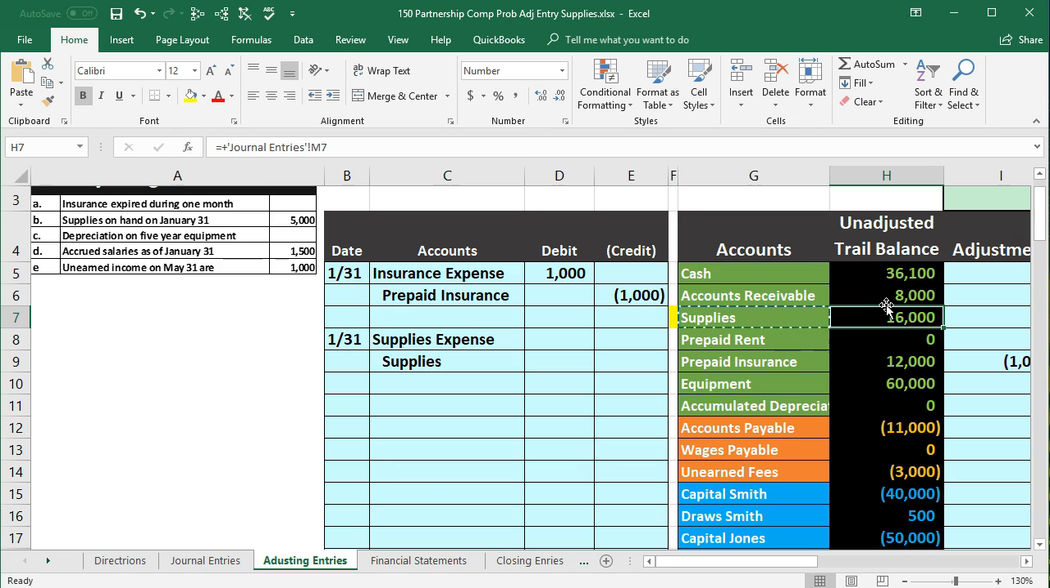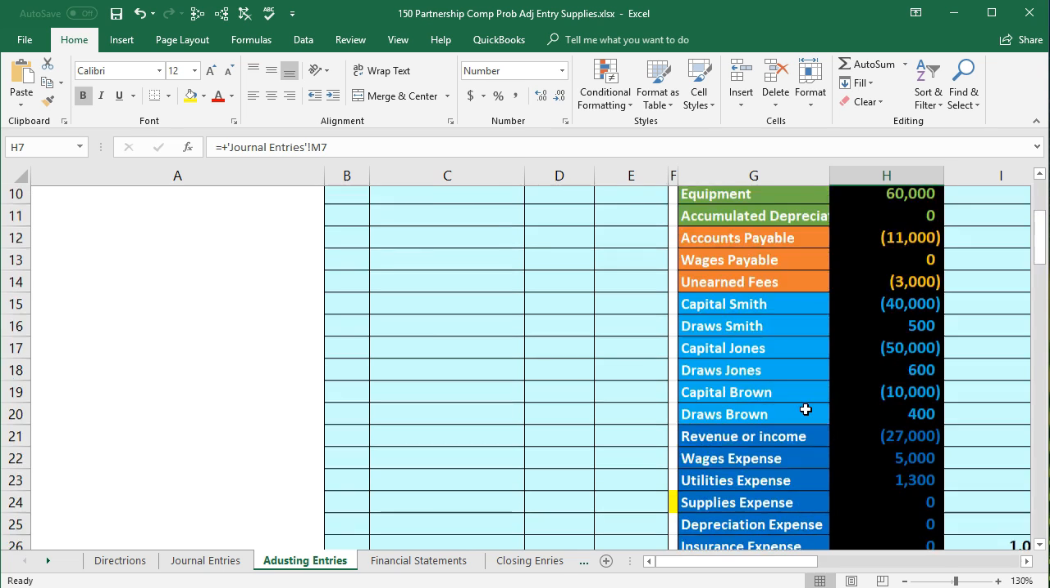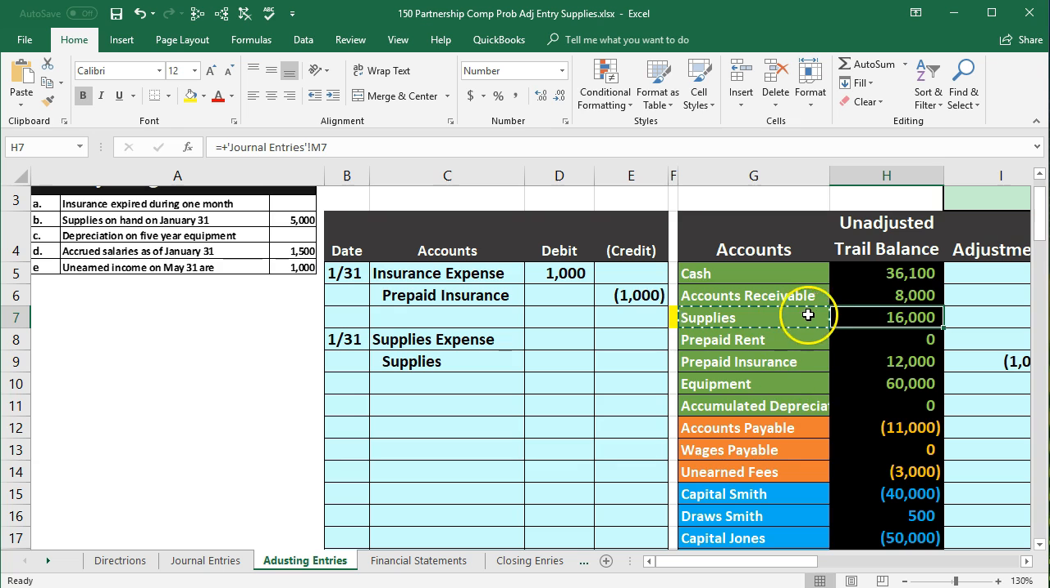How did it get there in the first place? And why are we adjusting it then? So how did it get there? Well, at some point we paid cash, or we purchased something on account, crediting cash or accounts payable, and we debited supplies rather than debiting supplies expense. So when we bought it, we didn't expense it. In other words, we put it on the books as an asset. Why? Because we haven't yet consumed it, and according to the matching principle, we need to expense it at the time of consumption, not the time of purchase.